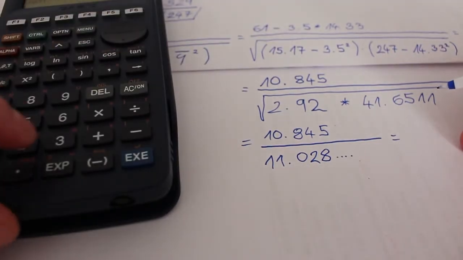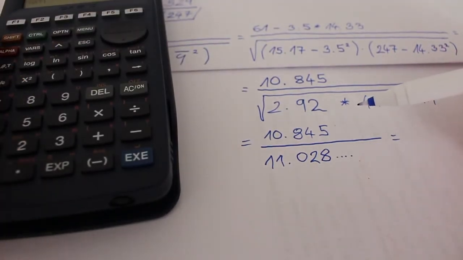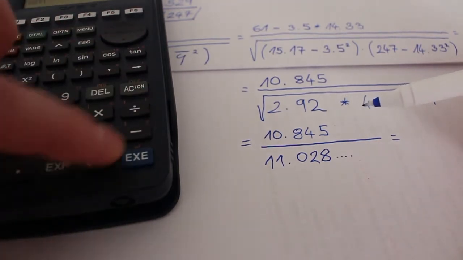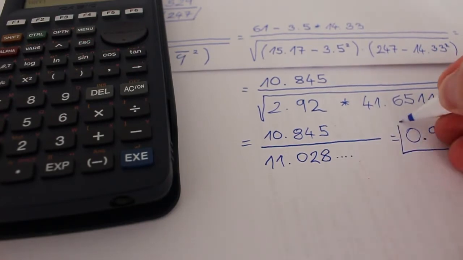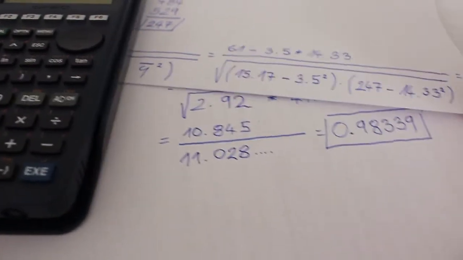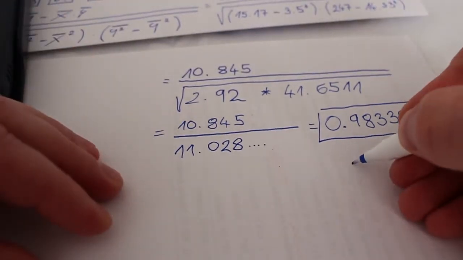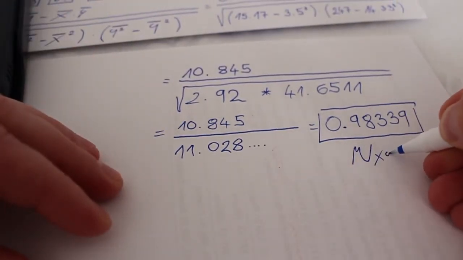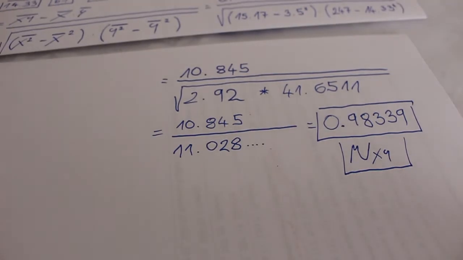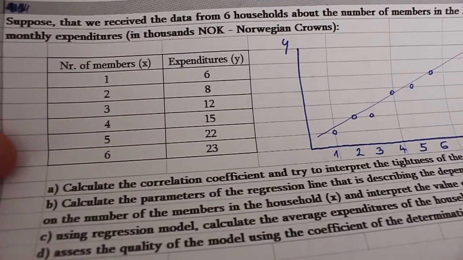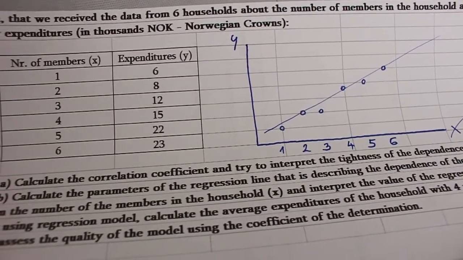So 10.845 divided by this result, 0.98339, for example. So this is the correlation coefficient. This is correlation coefficient R between x and y, between variable x and y. So number of members in the household and monthly expenditures.